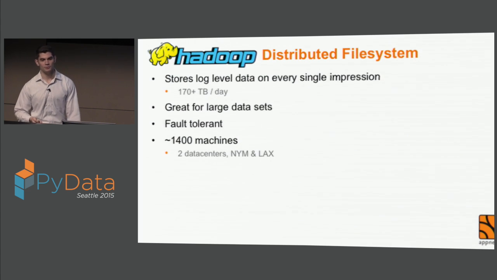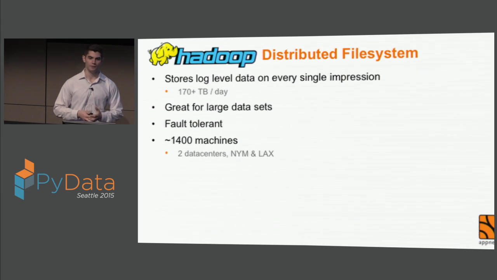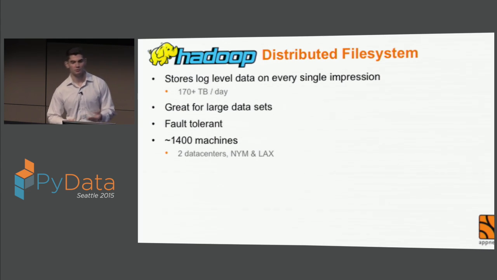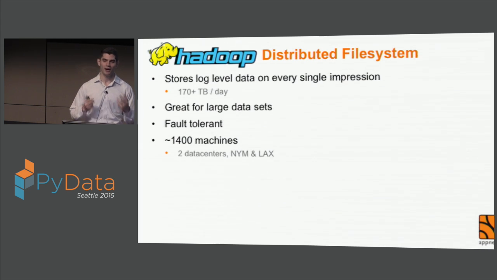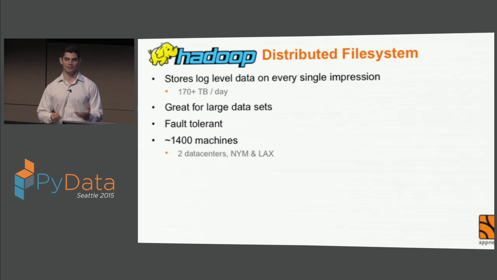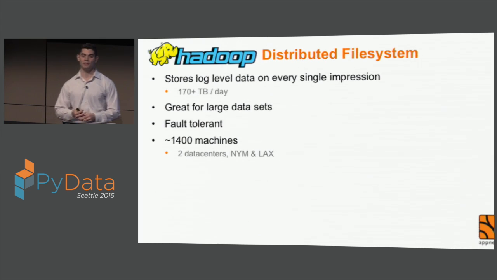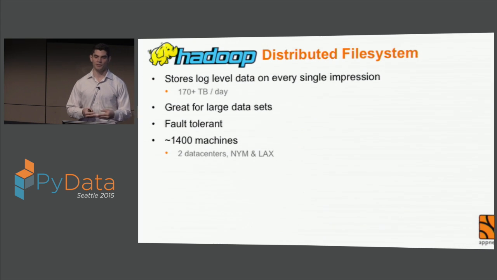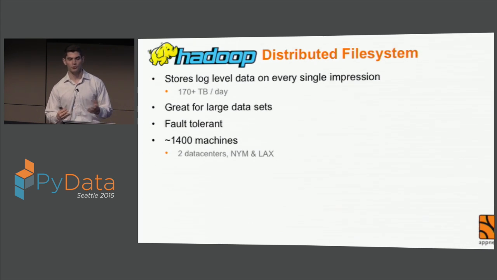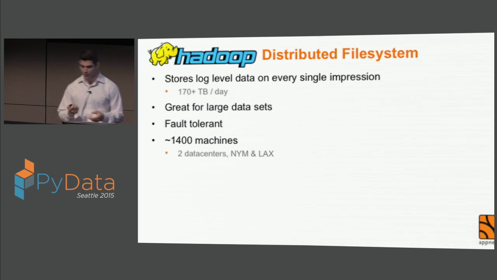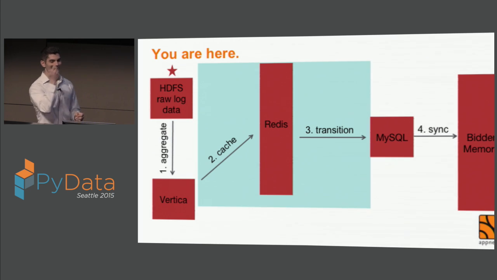So HDFS, Hadoop Distributed File System. I'm sure you're all familiar. This is what really accounts for the 100+ terabytes of data a day. This is where it all begins. HDFS is amazing for very large data sets. It's fault tolerant, which is super important for us. And our particular cluster is composed of 1,400 machines across 2 data centers, one in New York and one in LA. So you are here. The data is now in HDFS. The first step is to aggregate it.